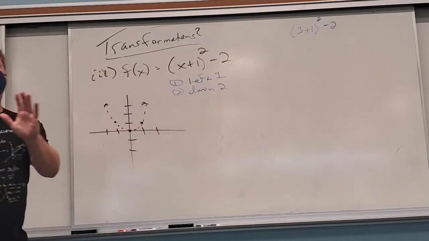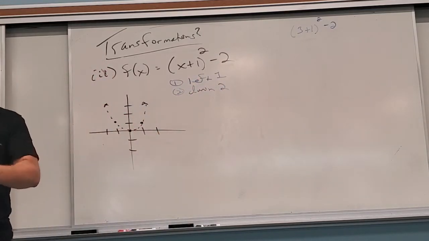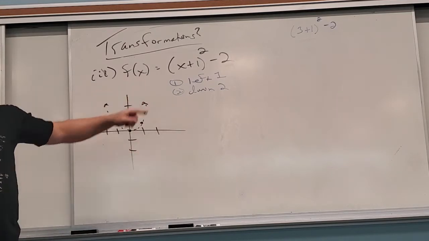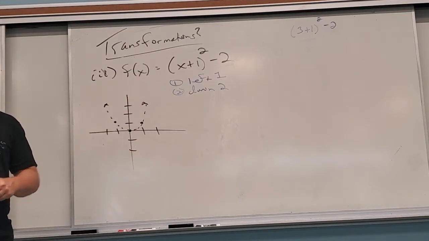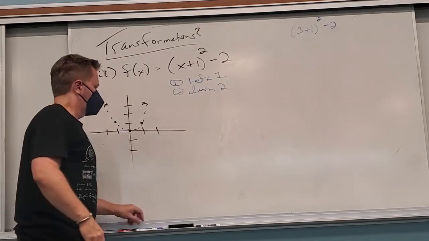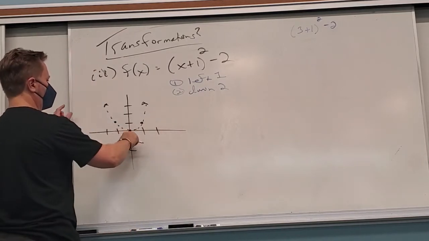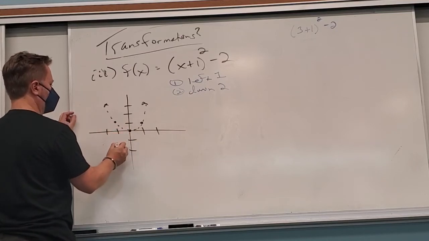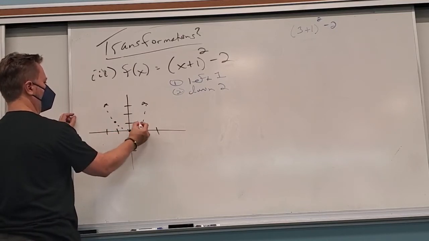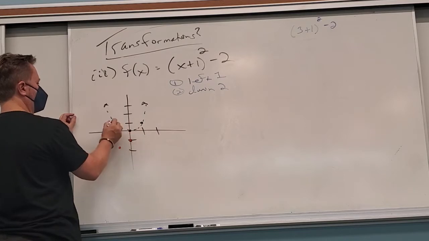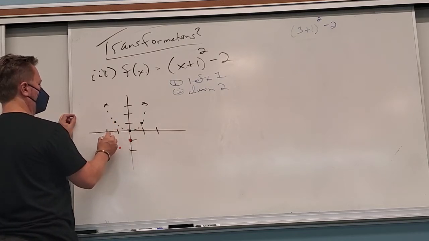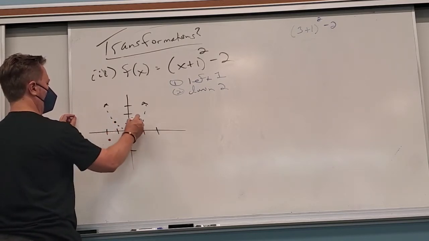This is almost too nice to believe. You just take each point and do that to it. Isn't that crazy? That can't be it. So take this point, left 1, down 2. Take this point, left 1, down 2. Left 1, down 2. You can make whatever sound effect you want.